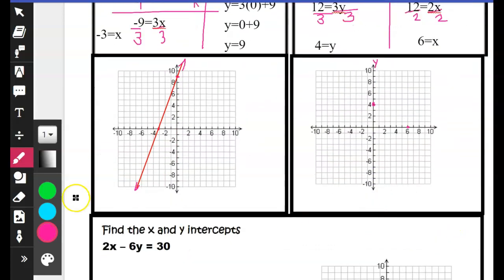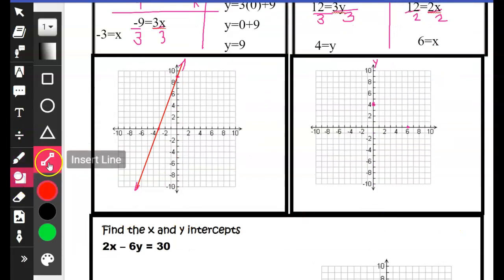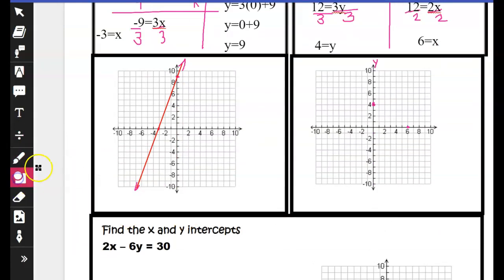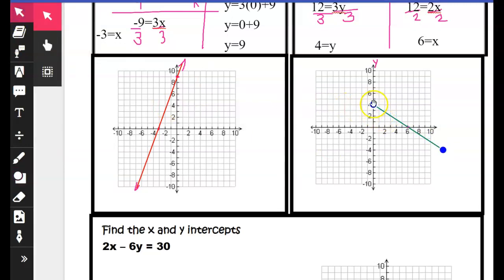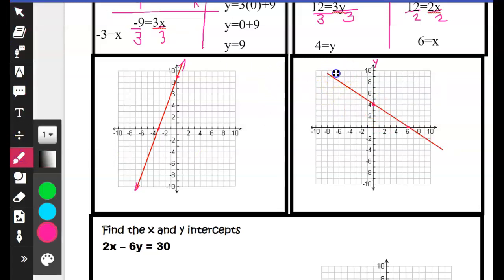So I'm going to use my shapes, and on my shapes I'm going to make a line because they can draw a line straighter than I can. And so then I'm going to pick my select tool, and I'm going to pull this end out a little bit farther, and if it's a good line, it's going to have arrows on the end.